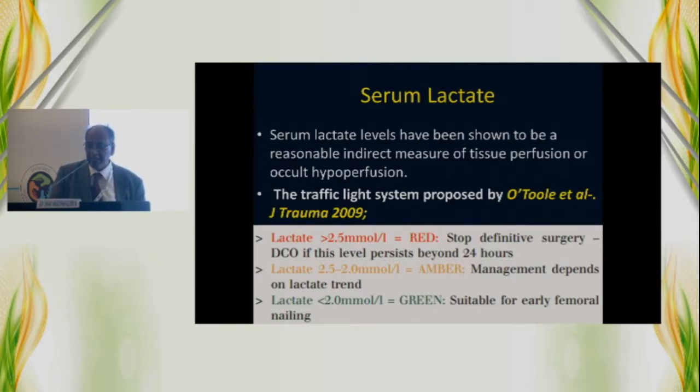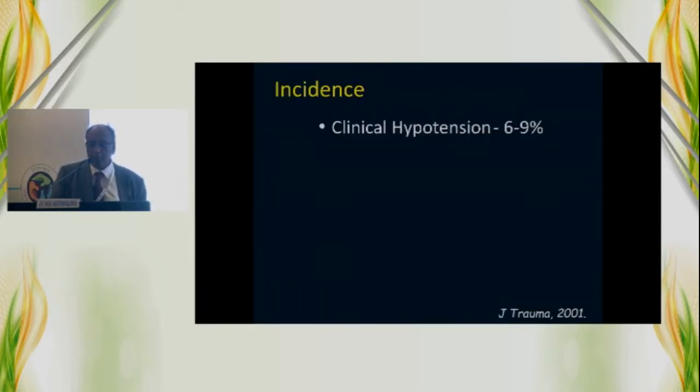This has been proposed by O'Toole et al. in the Journal of Trauma 2009, where they discussed the traffic light system: if the lactates are over 2.5 millimoles, you should not be doing definitive surgery. If it's between 2 and 2.5, you look at what's happening to it and then decide whether the patient is ready for surgery. And if it is less than 2, then this patient would be suitable for what we call early total care.